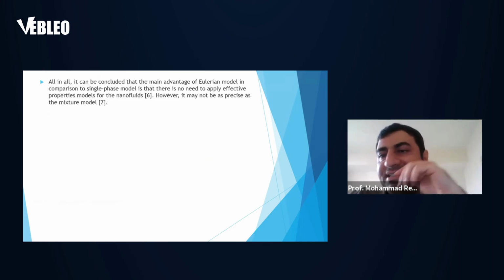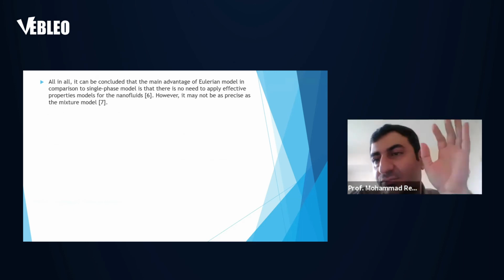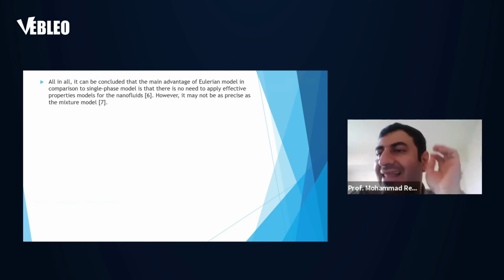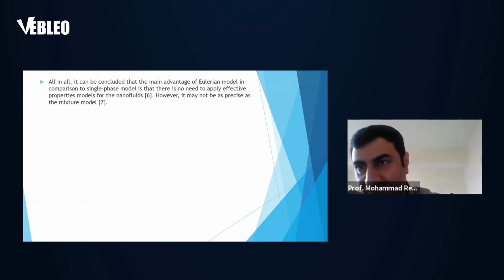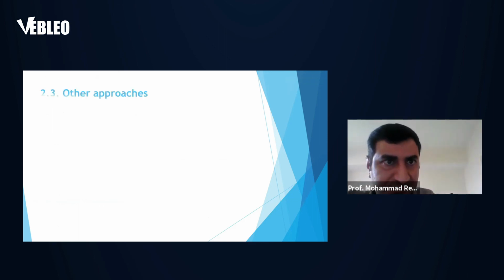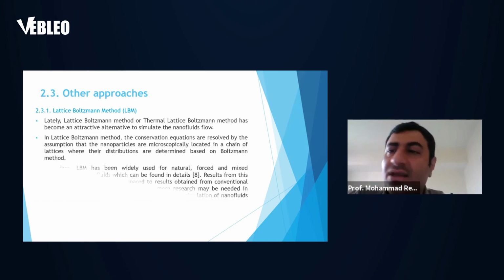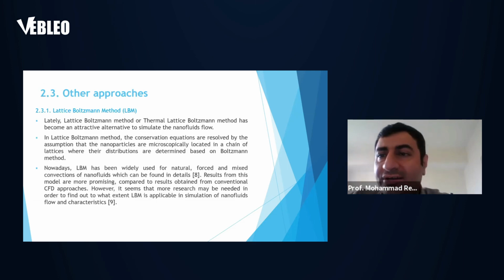All in all, by reading the literature, you can find that the mixture model gives the best result with less effort compared to other two-phase modeling. So for two-phase modeling, the mixture is the best. And there are many other approaches, which we call other approaches, that some papers publish on. Some say it's better than two-phase, some say better than single-phase, but there is not much work on it. The most famous one is the Lattice-Boltzmann method.